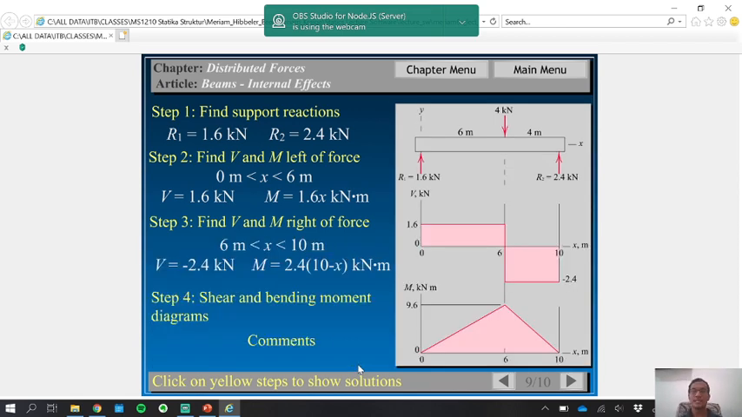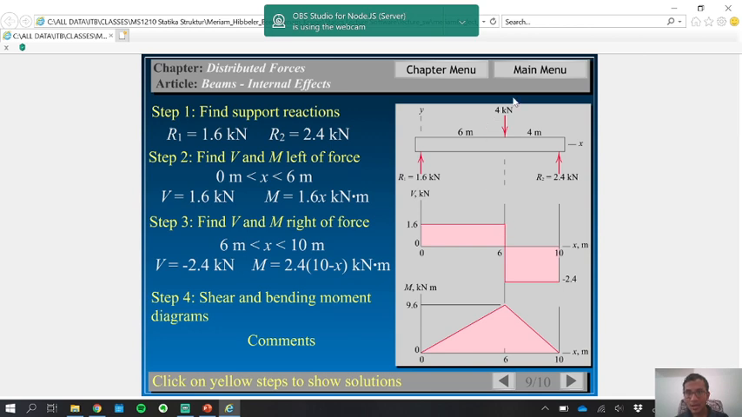We can draw the internal shear diagram and internal moment diagram. Okay, and this is the results. When I told you about discontinuity, this is what I mean. You can see here that phi is continuous, right? From x equal to 0 until x equal to 6.